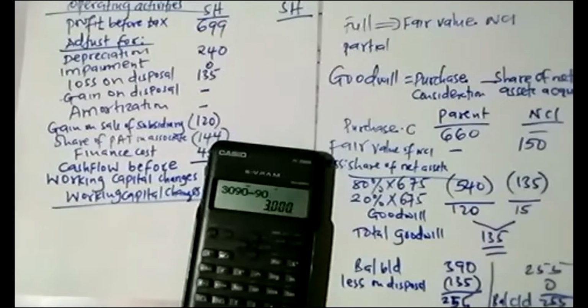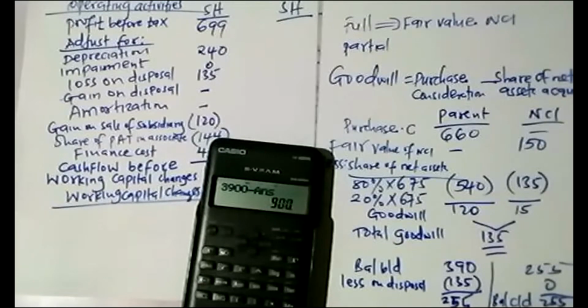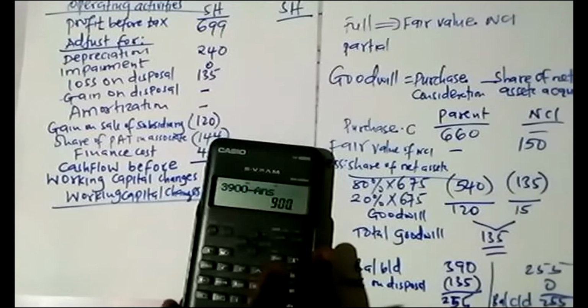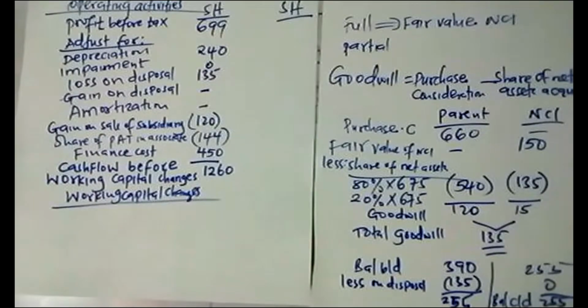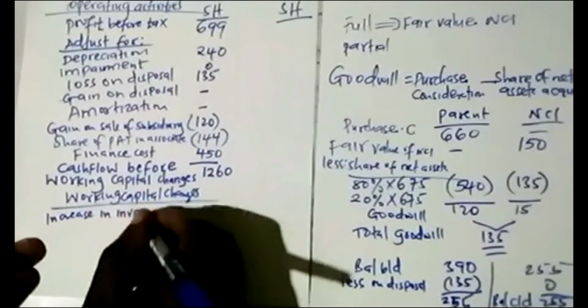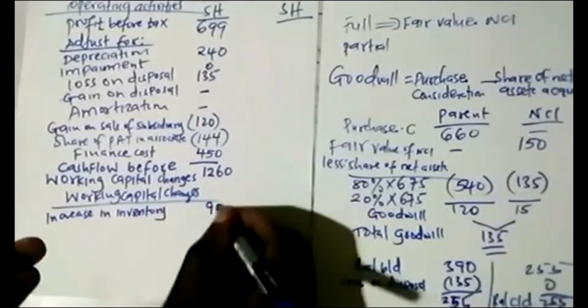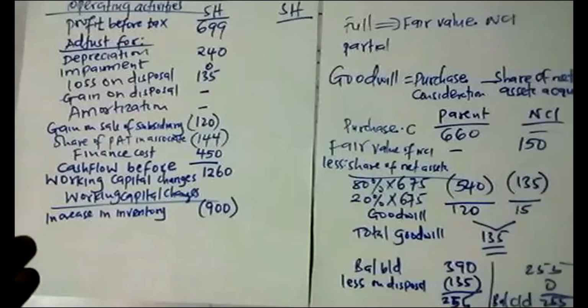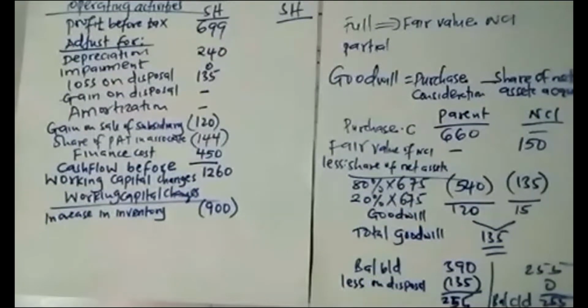Because after getting my answer, I take 39 minus the answer. So I'm getting 900. So I will say increase in inventory, 900. So increase in assets, you subtract. Why? Because there's a cash outflow. Your stock has increased, whereby you are paid cash. So there's a cash outflow.